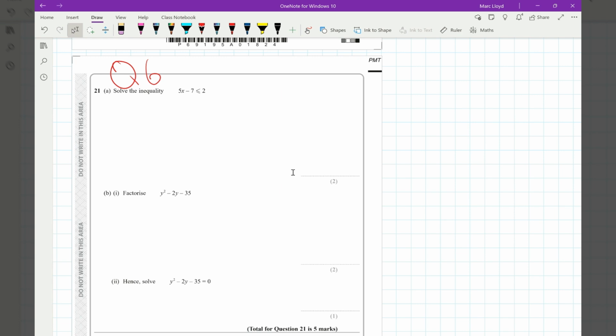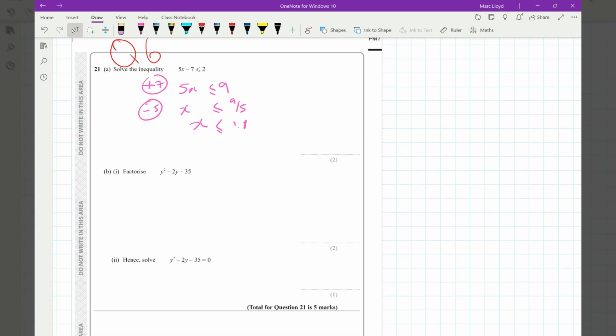So solve the inequality. This one's very much just like an equation, so treat it like that. First of all, add 7 to both sides, giving us 5x is less than or equal to 9. And then divide by 5. This is the beauty of these. You can leave this as 9 over 5. It's not an incorrect answer. Alternatively, you can put 1.8 if you wish.